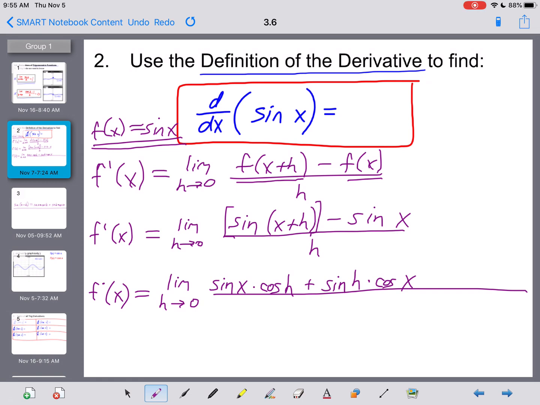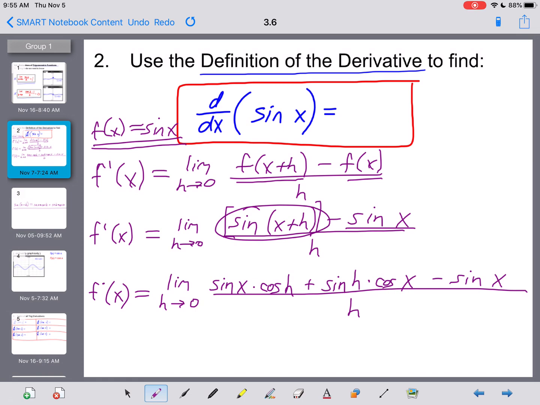But let's not forget we still have this minus sine of x at the end just hanging out there, so that goes there. And of course there's still an h on the bottom. It certainly doesn't look like we made this numerator simpler than it was, but we did get rid of the messy thing that we had right here, which was the sine of a binomial. So where in the world are we supposed to go from here?